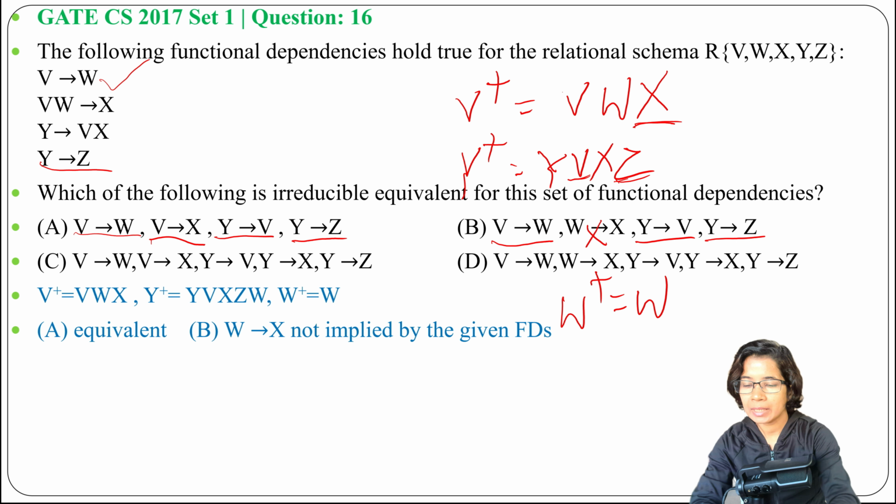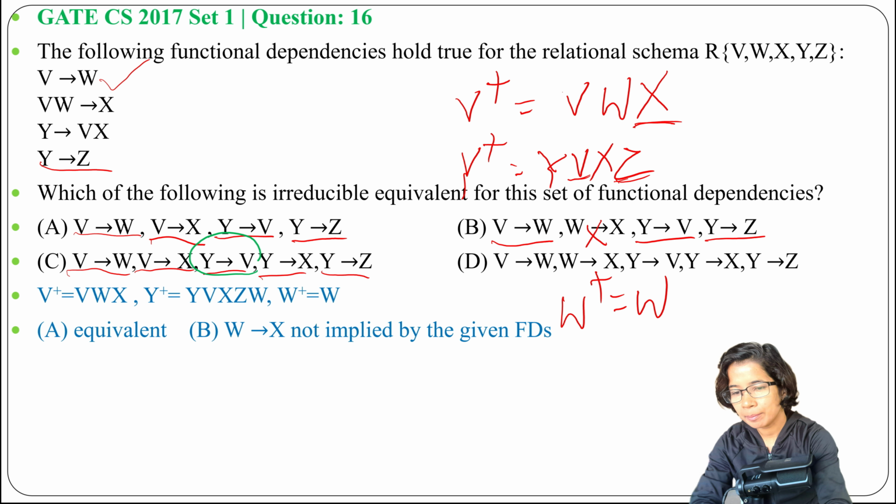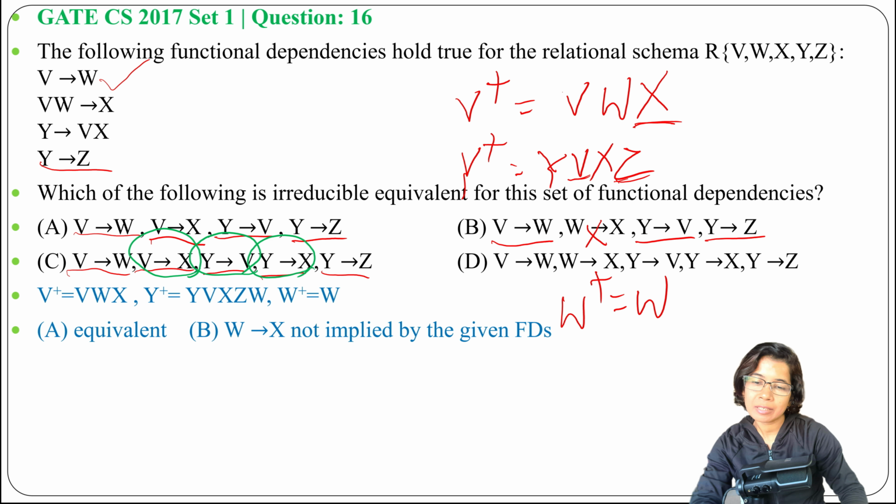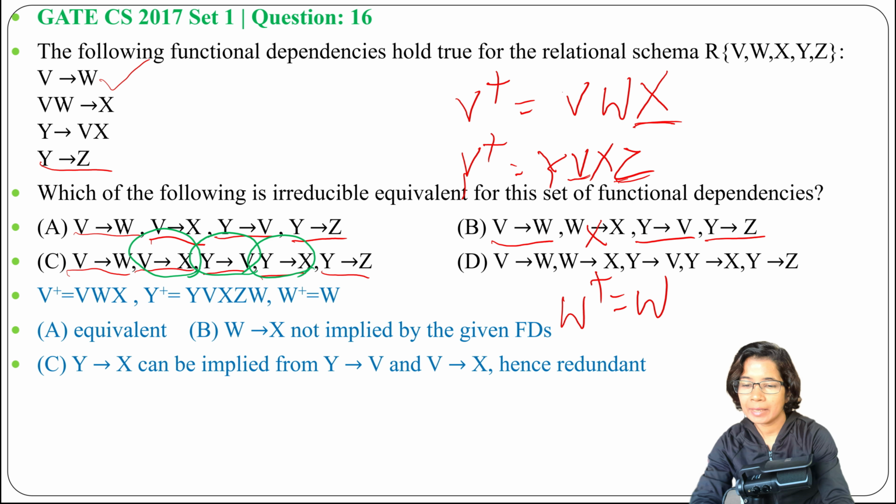Next, option C: V implies W, it comes directly. Then V implies X, yes, this holds. Then Y implies V, yes. Y implies X, yes. Y implies Z, yes. If you see, there is Y implies V, V implies X, then Y implies X. So it's a transitive functional dependency, or we can say it's a repetition, it's redundant.